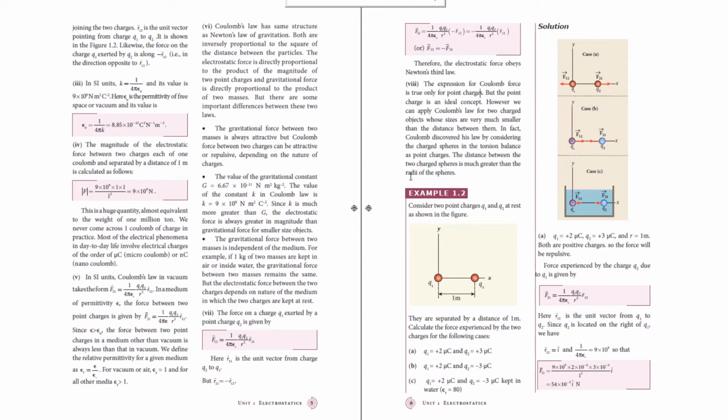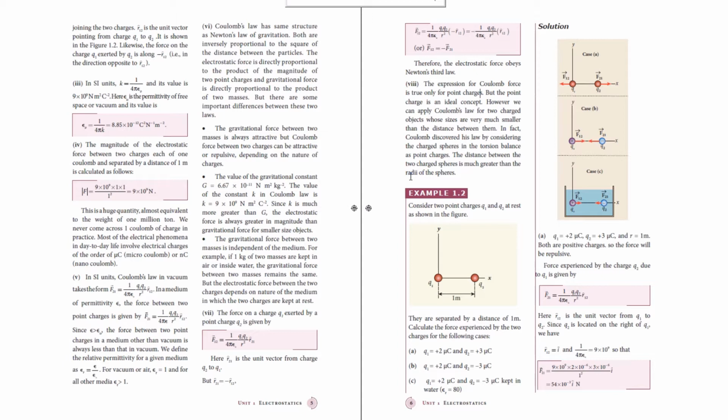But in case the force on the charge Q1 is exerted by Q2, you bring the condition vice versa. Then what will be the unit vector? We could write it as minus r12 cap, that is, it is in the direction opposite to vector r12. This is the second point they are dealing with.